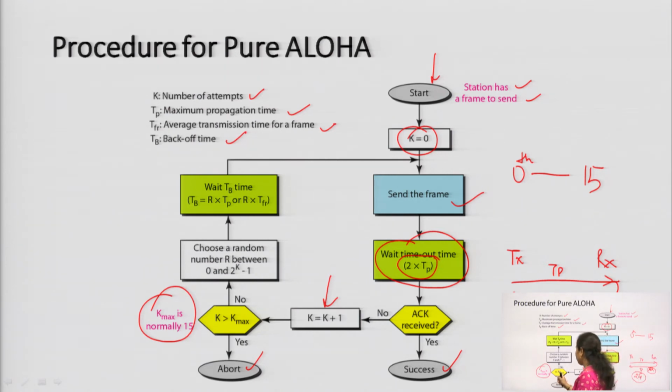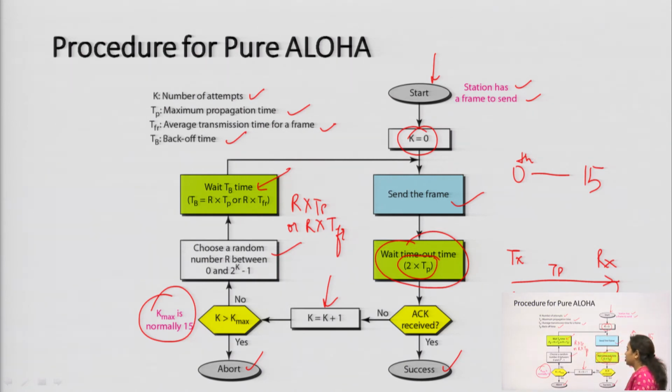If it has not reached the maximum limit, then choose a random number r between 0 and 2 to the power k minus 1. Then wait for the Tb time. What is Tb? Tb is the back-off time, which is denoted by r into Tp, or you can say r into Tfr. Tfr is the average transmission time for a frame, and it is multiplied by r, which is the random number. So, this is how the pure Aloha will work.